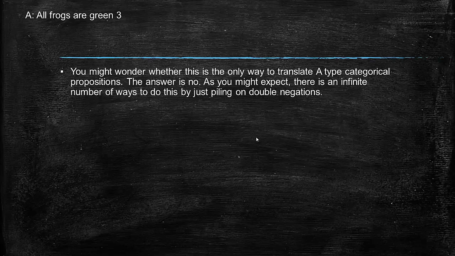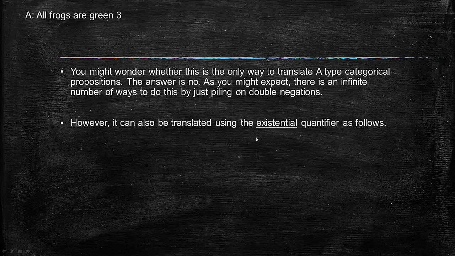So you might wonder whether this is the only way to translate A-type categorical propositions, and the answer is no. As you might expect, there's actually an infinite number of ways to do this because we could just pile on double negations and ultimately use the double negation rule to demonstrate that these are logically equivalent. But that's not interesting. What is interesting is that we can use the existential quantifier to do this as well.